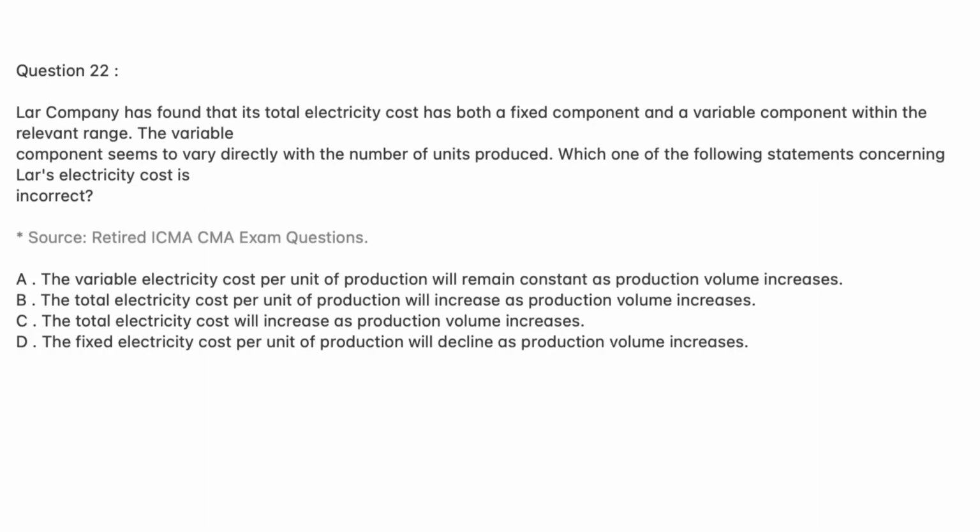Question 22. LAR Company has found that its total electricity cost has both a fixed component and a variable component within the relevant range. The variable component seems to vary directly with the number of units produced. Which one of the following statements concerning LAR's electricity cost is incorrect? A. The variable electricity cost per unit of production will remain constant as production volume increases. B. The total electricity cost per unit of production will increase as production volume increases. C. The total electricity cost will increase as production volume increases. D. The fixed electricity cost per unit of production will decline as production volume increases.